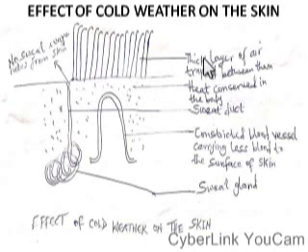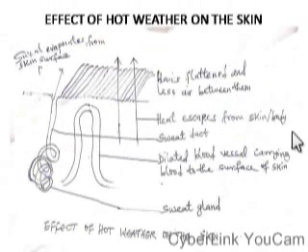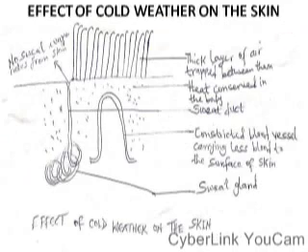Look at the layer of air or air space. It is thick. The air space between the hairs is thick. Then look at the hairs. They become erected. Look at the blood vessels during cold weather. They are constricted to carry less blood to the surface of the skin.